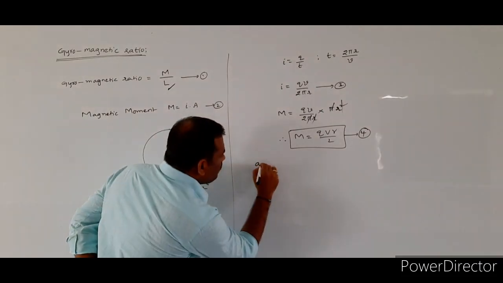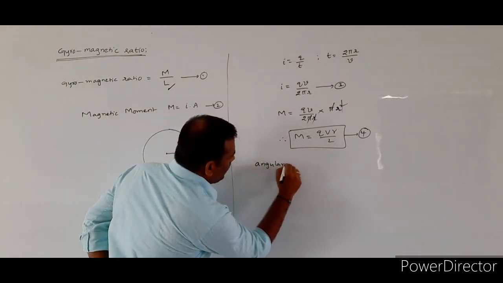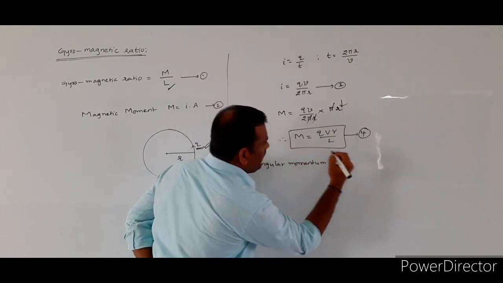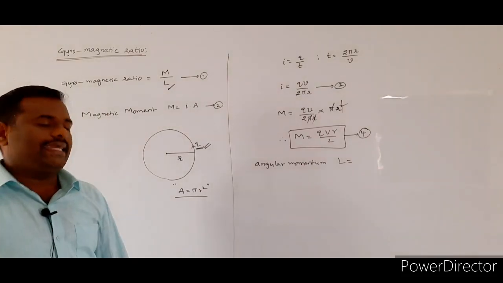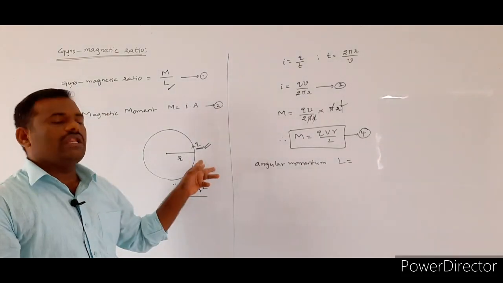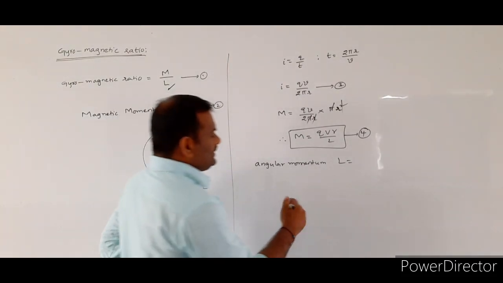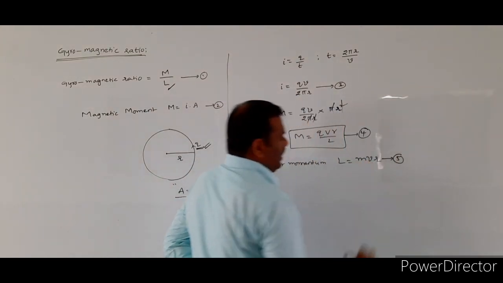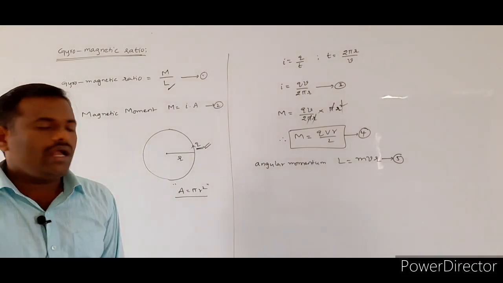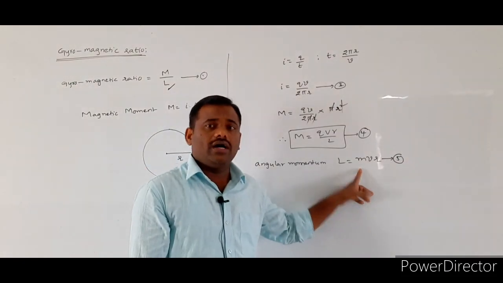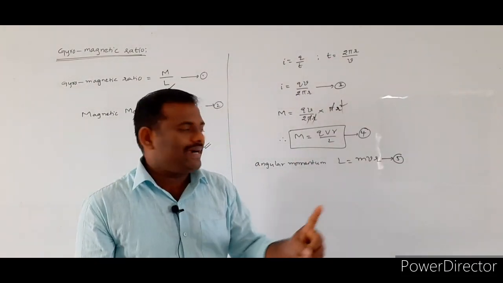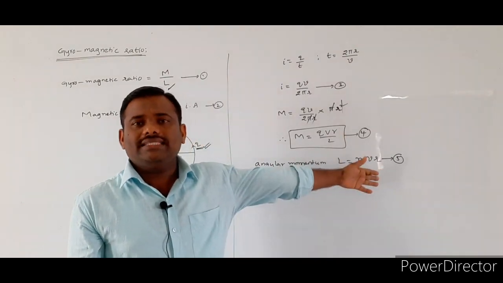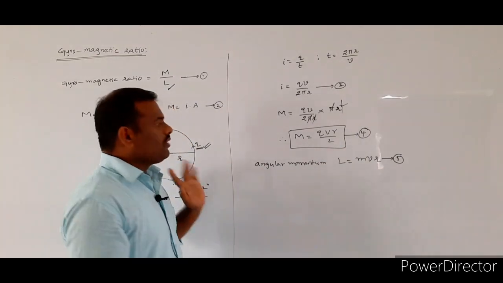So angular momentum of a given charged particle, which is revolving in the circular path, is given by L is equal to, fundamental formula we know very well, L is equal to mvr, where m is indicating what? Mass of the given charged particle, v is indicating what? Speed of the charged particle, r is nothing but radius of the circular path.